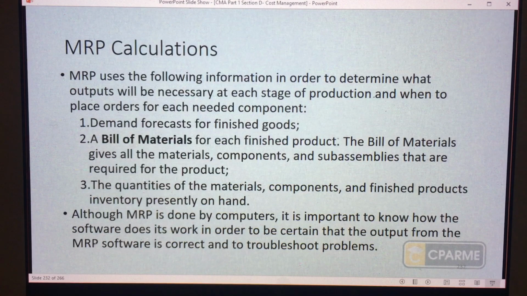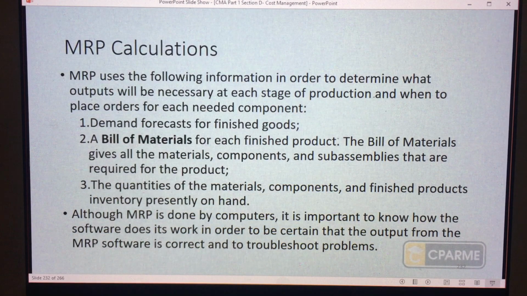So kailangan mo ng demand forecast. So these are the components, no, for the orders under MRP. You have your demand forecast for the finished goods. You have to have a bill of materials. Sa bill of materials, just like your job cost sheet, pag bill of materials, it gives all of the materials, yung components, and the sub-assemblies that the product requires. So you also have there your quantities of the materials, the components, the finished products, and inventory presently on hand.